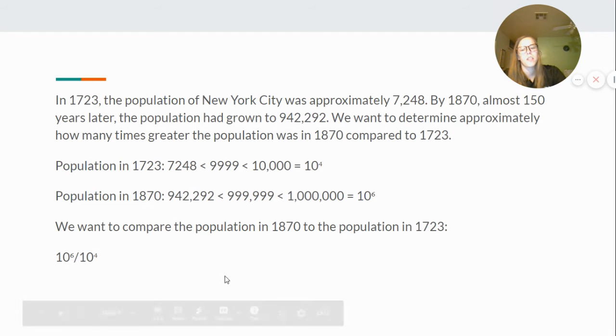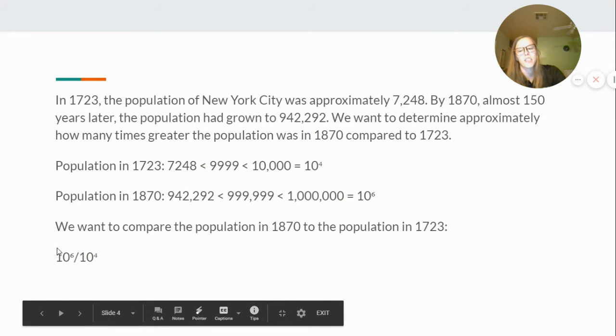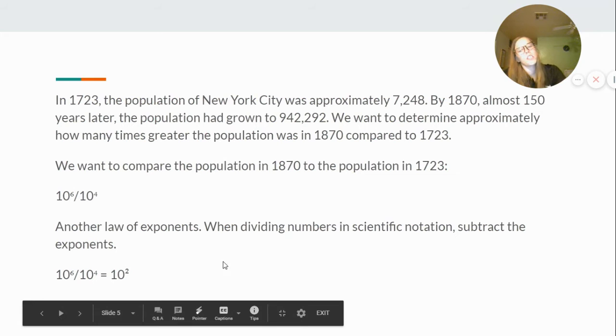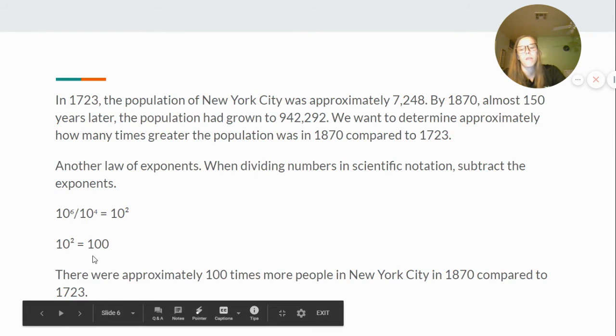So again, we want to compare the population in 1870 to the population in 1723. So we're going to represent it as a fraction of 10 to the 6th over 10 to the 4th. 10 to the 6th, again, is the 1870. So what does that mean? This is another law of exponents, which we talked about in the first half of the unit. When dividing numbers in scientific notation, subtract the exponents. So we have 10 to the 6th over 10 to the 4th. 6 minus 4 is 2. So the difference is 10 to the 2nd, which we know to be 100. So there are approximately 100 times more people in New York City in 1870 compared to 1723.